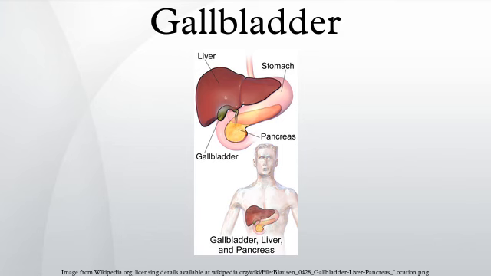The fundus is a rounded end that faces the front of the body. The body is in contact with the liver, lying in a depression at the bottom of the liver. The neck tapers and is continuous with the cystic duct, part of the biliary tree. The cystic duct unites with the common hepatic duct to become the common bile duct. At the neck of the gallbladder is a mucosal fold called Hartmann's pouch, where gallstones commonly get stuck.